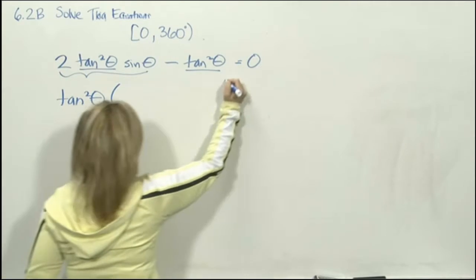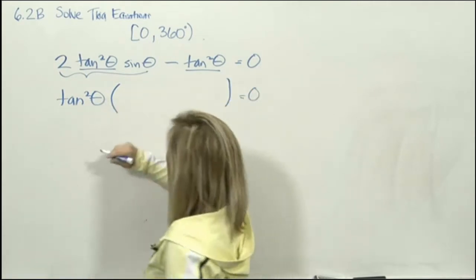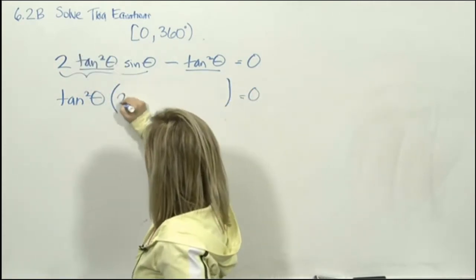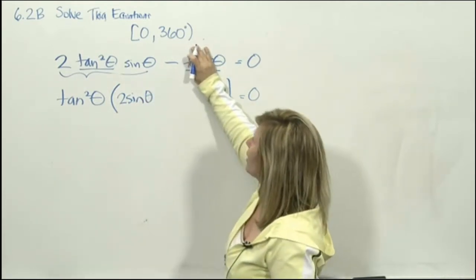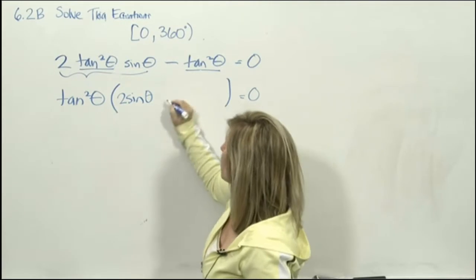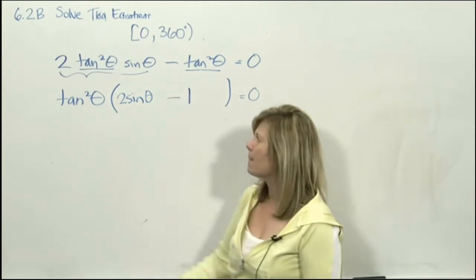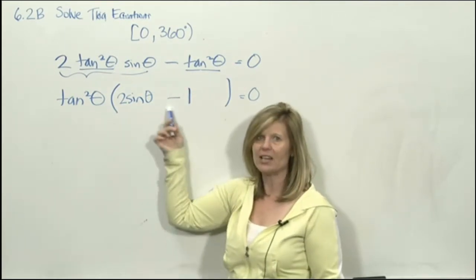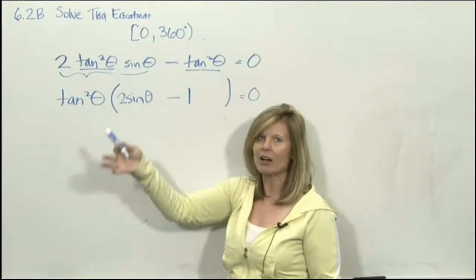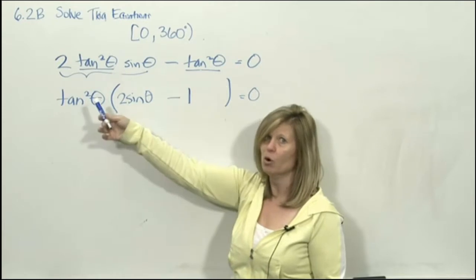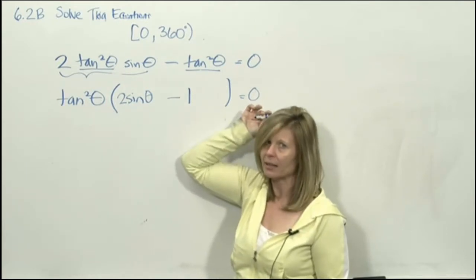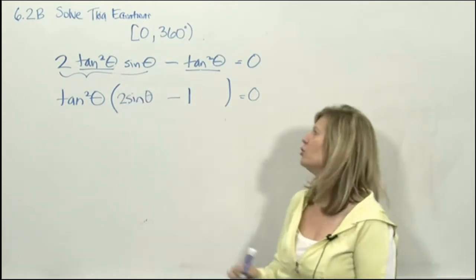And then you put in parentheses what's left when you take the tangent squared out. When I take it out, I'm left with 2 sine theta minus 1, because tangent squared divided by tangent squared is 1. Remember, factoring means making multiplication. So when you're pulling it out, you're doing division. Now, I didn't move it to the different side. I didn't move anything to the other side by dividing. It's all on the same side, so I'm allowed to do that.